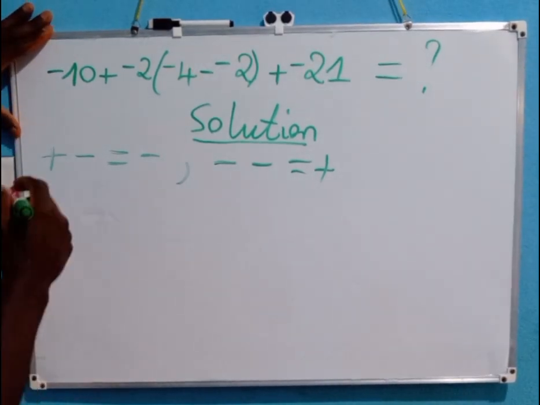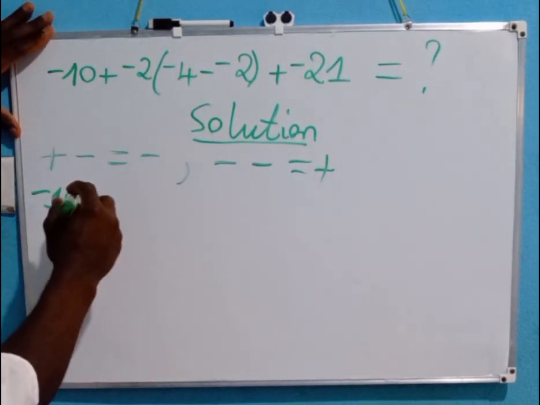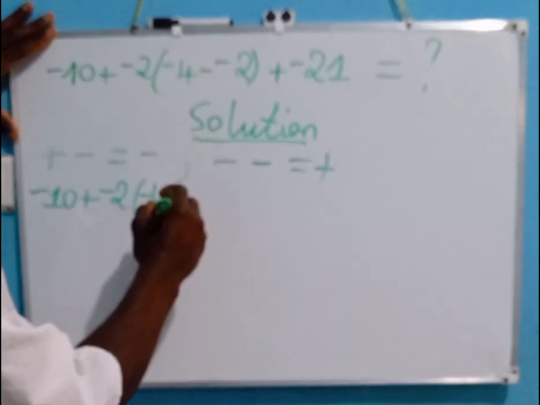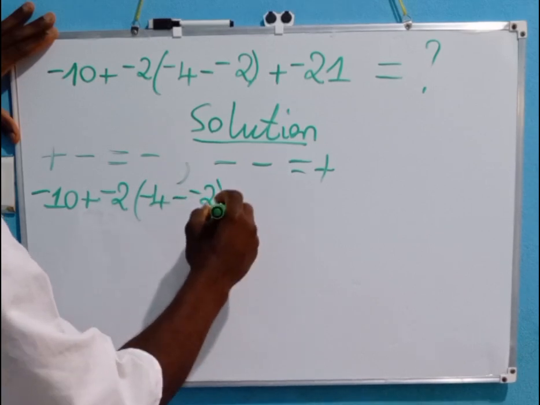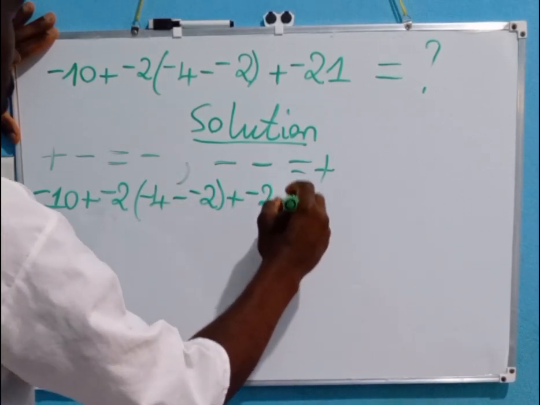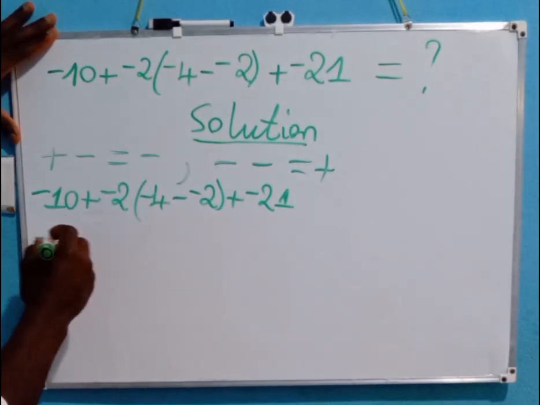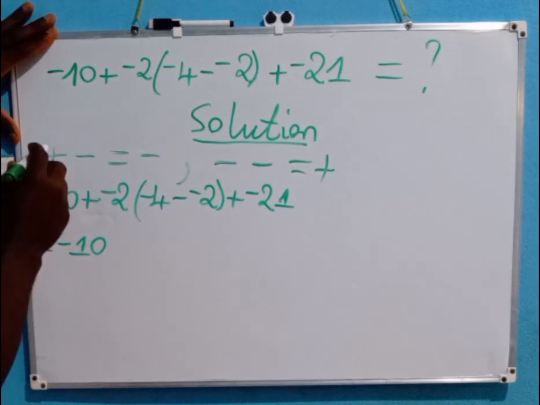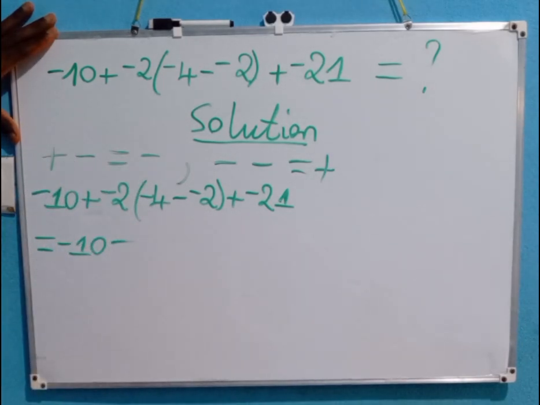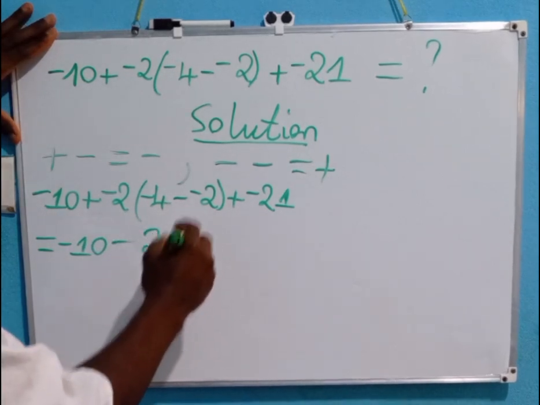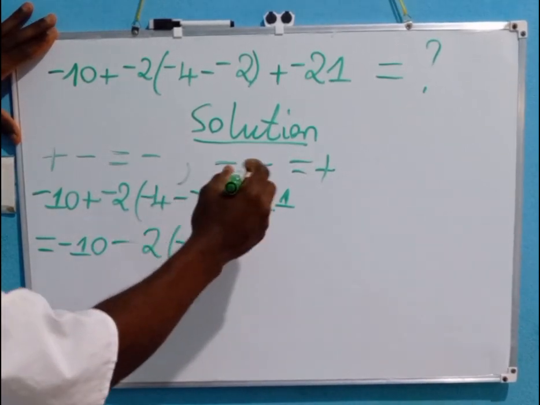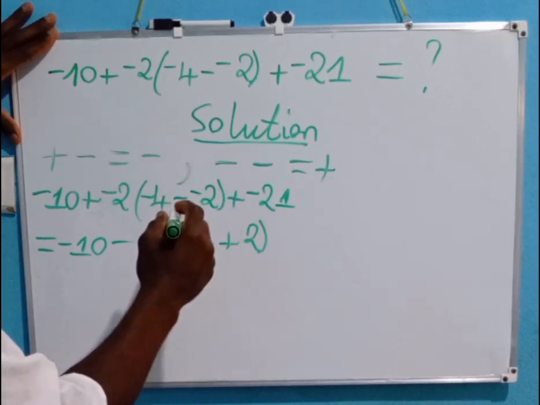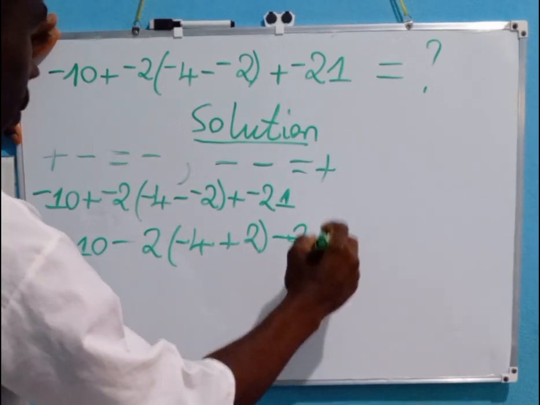Now, if you take down the given problem, we have negative 10 plus negative 2 times negative 4 minus negative 2 plus negative 21. This will simply be equal to negative 10. Applying the sign rule here, we know positive negative is negative, minus 2 times negative 4. We know two negative signs give us positive, plus 2. We know positive negative is negative, minus 21.